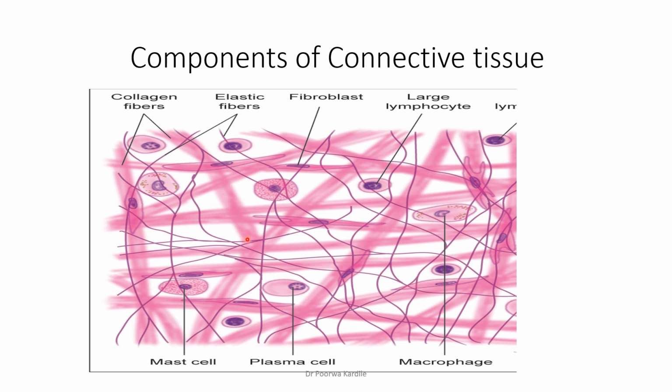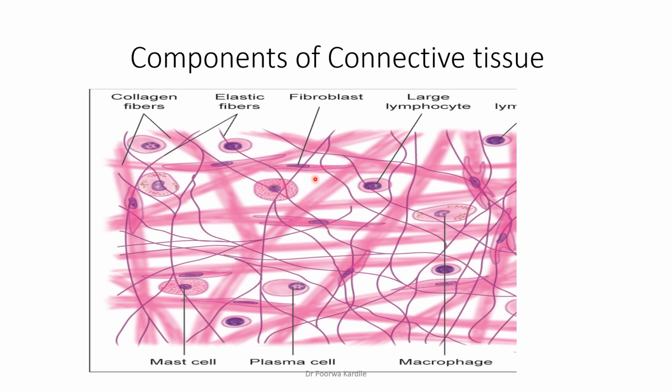Then the second component is cells. So we can see different types of cells in the connective tissue. These cells are plasma cells. They have a cartwheel appearance of the nucleus. So these are plasma cells. Here these are the macrophages. Then these are mast cells with secretory granules in them. Then we can see small as well as large lymphocytes in it.